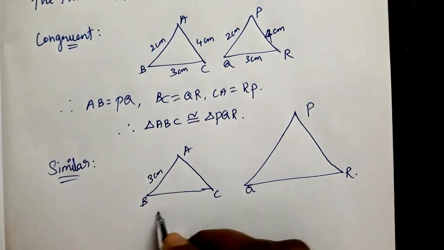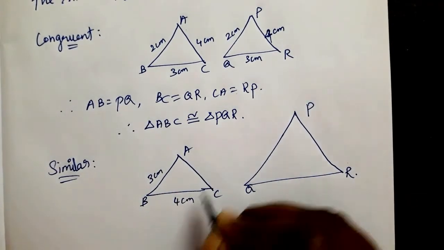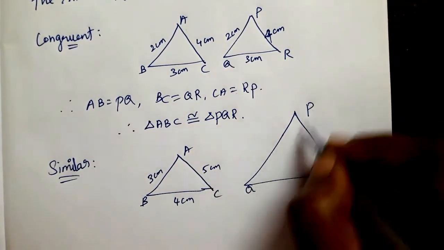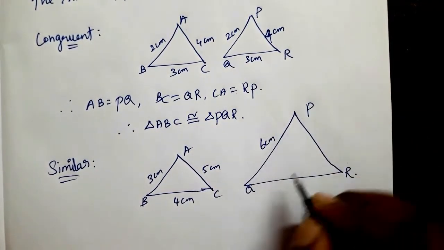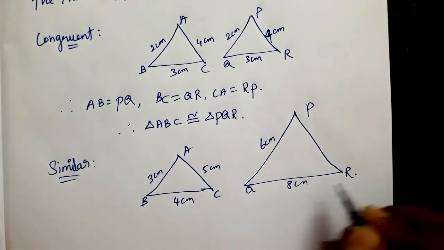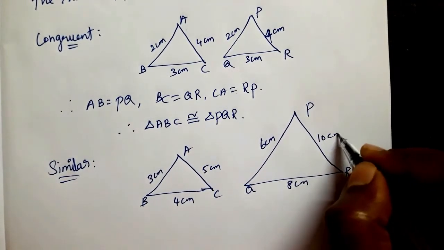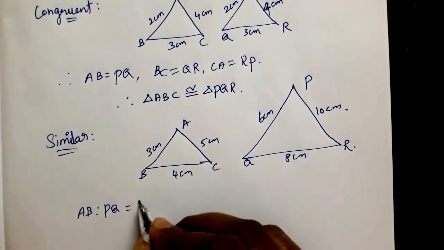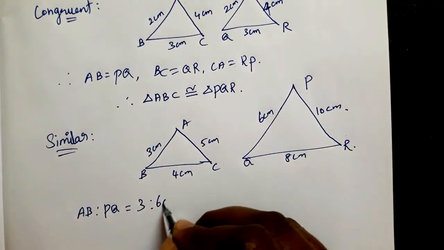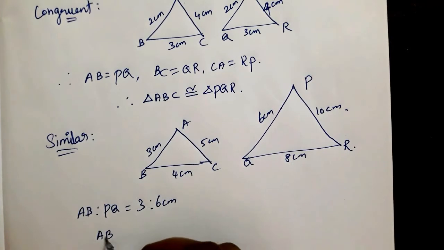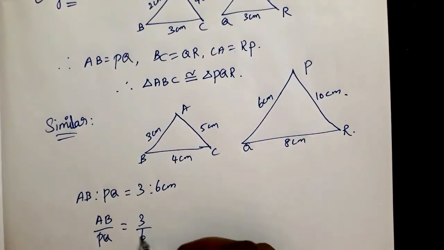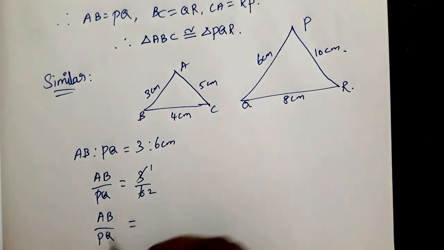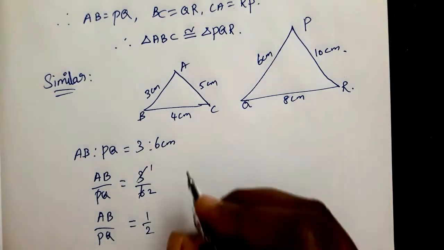AB measured 3 cm, BC 4 cm, AC 5 cm. Here PQ 6 cm, QR 8 cm and RP 10 cm. AB is to PQ equal to 3 cm by 6 cm. So AB by PQ equal to 3 by 6. Do the cancellation here. We will get AB by PQ equal to 1 by 2.